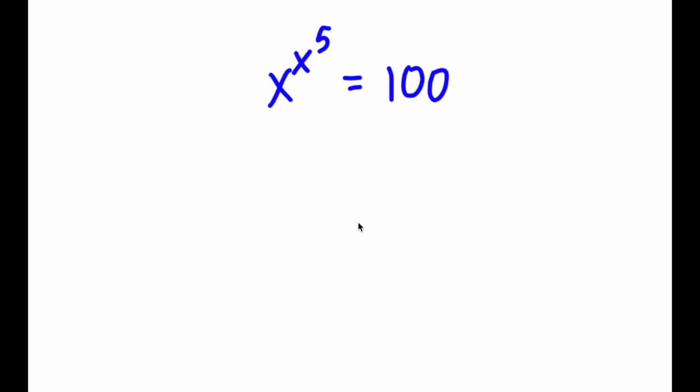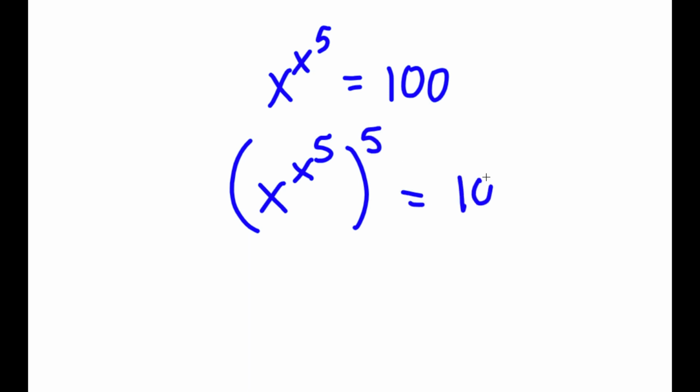Alright, so in this problem, I have x to the power of x to the power of 5 is equal to 100. So to solve this, I'm going to start by taking the power of 5 on both sides. So now I have x to the power of x to the power of 5 to the power of 5 is equal to 100 to the power of 5.